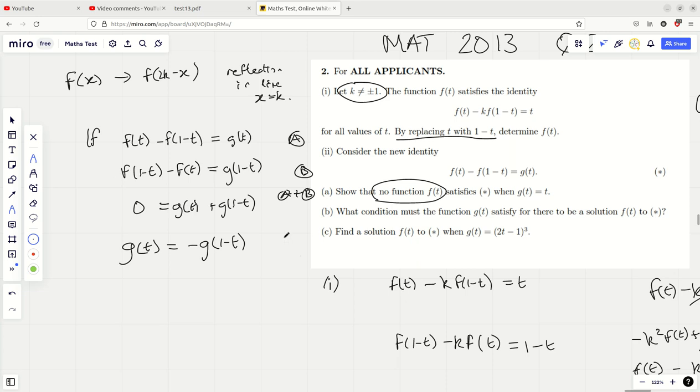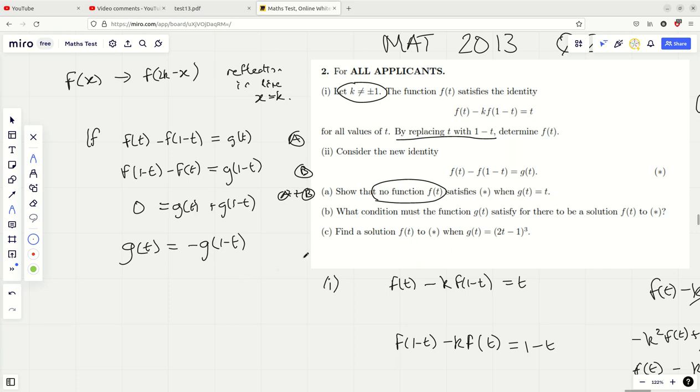So what we've got here is we're saying basically we need a function which, when you reflect it in the line x equals a half and then reflect it in the x-axis, because the y coordinate's going from positive to negative, you get the same function as what you started with. Now that's interesting.